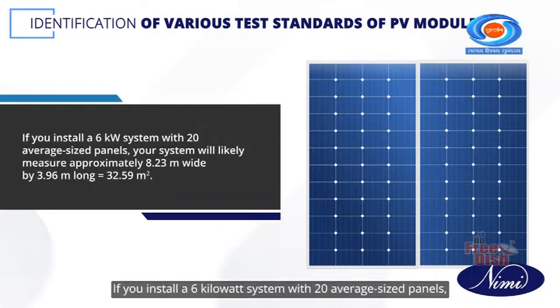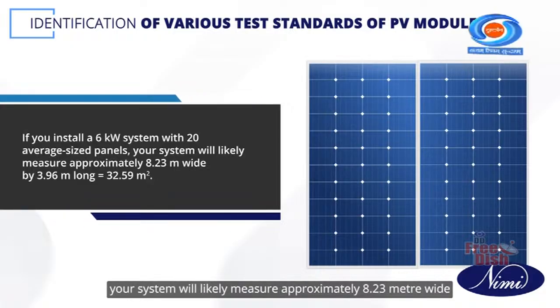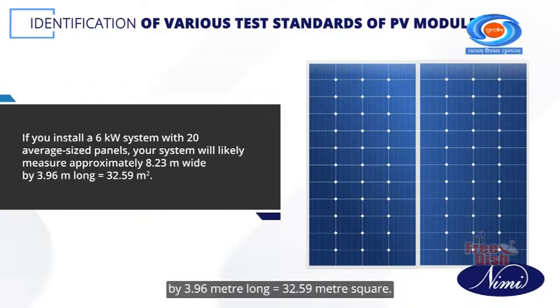If you install a 6 kW system with 20 average sized panels, your system will likely measure approximately 8.23 meters wide by 3.96 meters long, which is equal to 32.59 square meters.